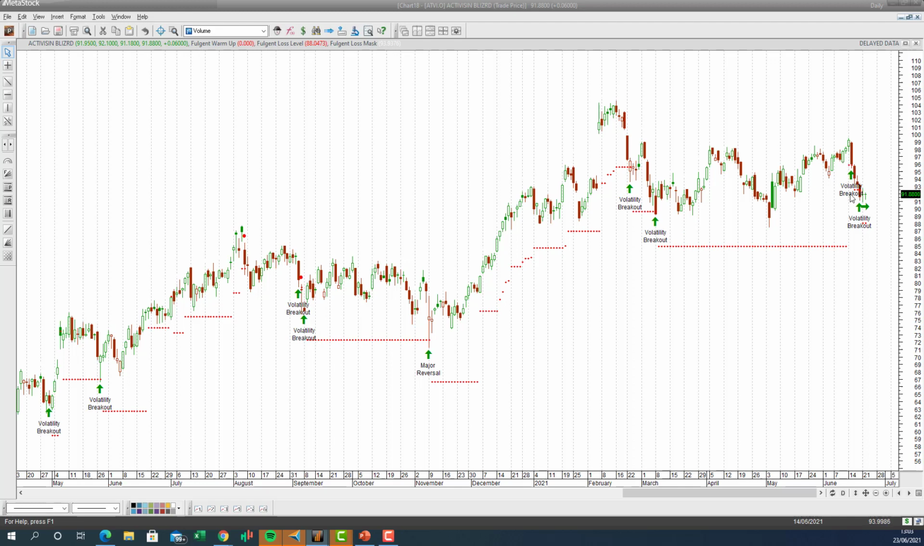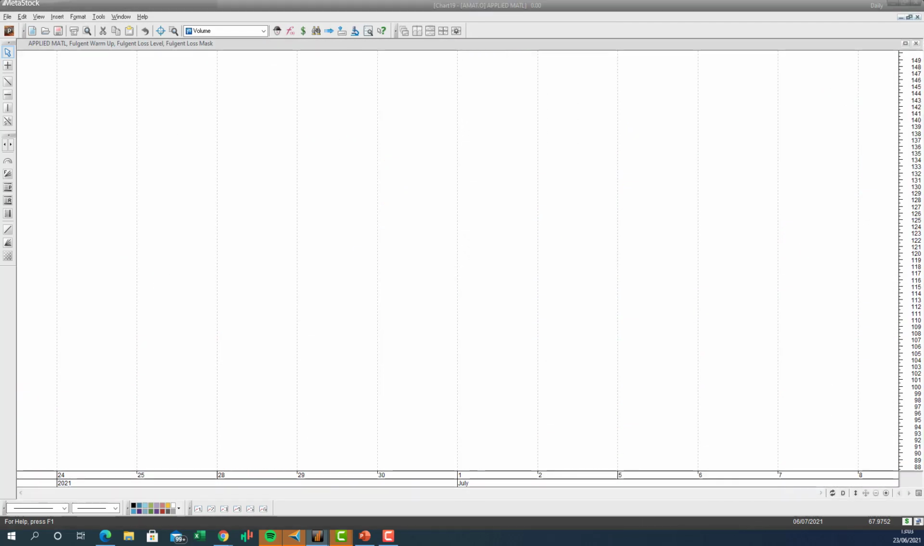Caught most of that, so that was fantastic. Now it's a sideways moving pattern, and we have got another volatility breakout here. Look where the stop loss is. The AI has added the stop loss right in here at the bottom end of the trade. So far so good. Applied Materials is next.